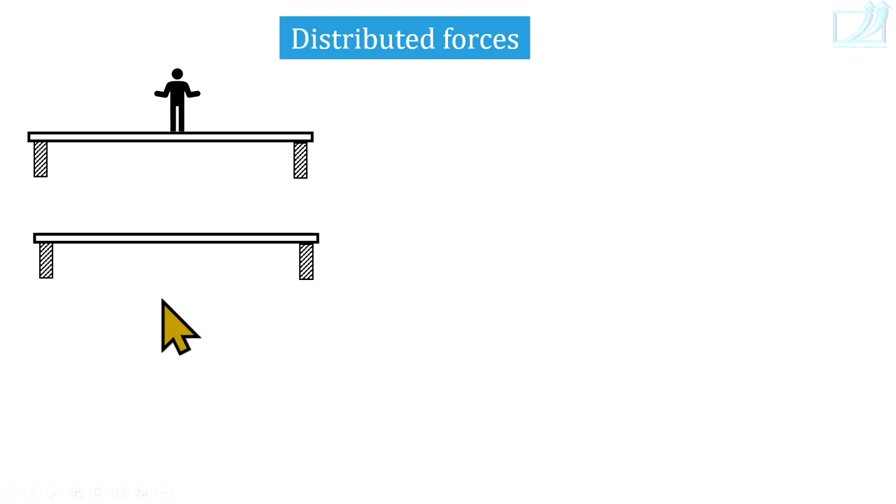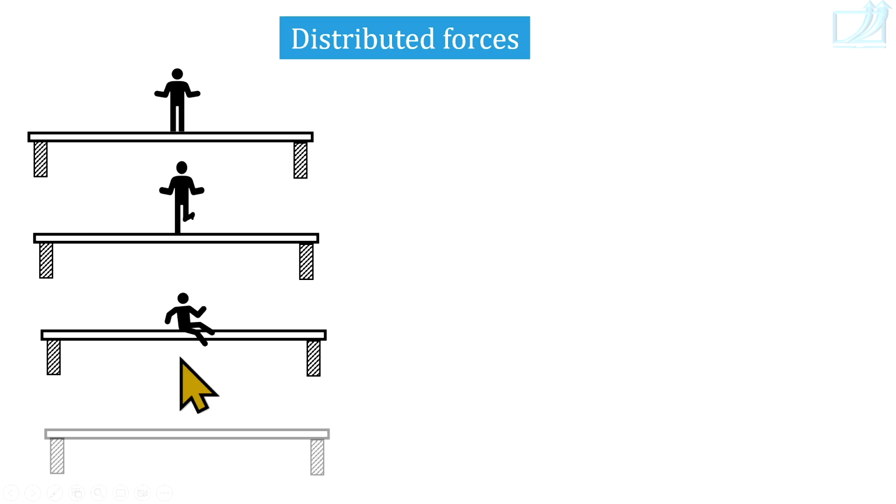It is the same wooden plank and he is the same man standing on the wooden plank. But now he is standing on a single leg. Now the same man is sitting on the wooden plank, or he is sleeping on the wooden plank. In all these four cases, is it not the same force exerted by the man on the wooden plank? Yes. How do we show the force exerted by the man on the wooden plank?